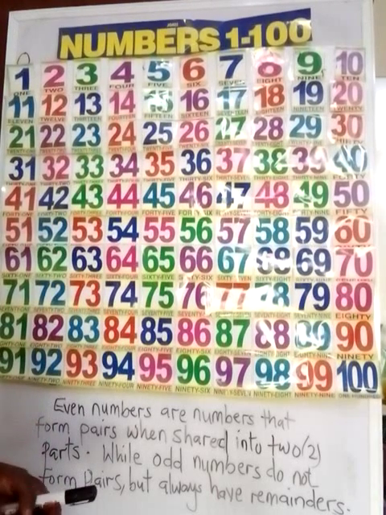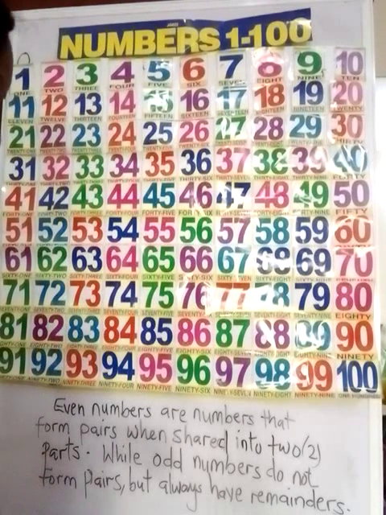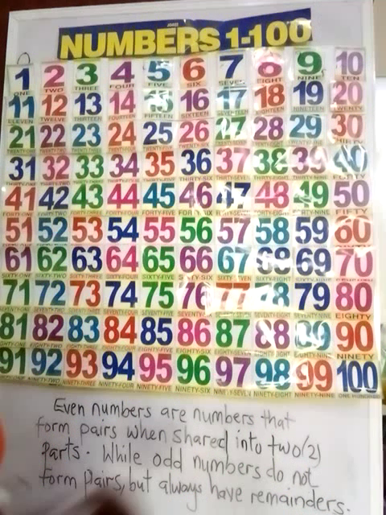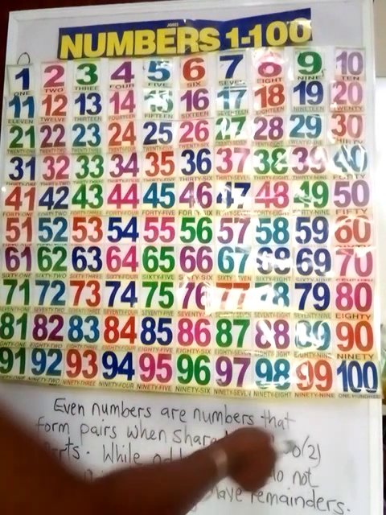So the last part we're going to look at today is odd and even numbers. Okay, even and odd numbers. What are even numbers? They are numbers that form pairs when they are shared into two parts.